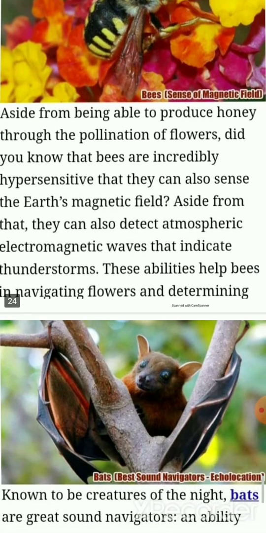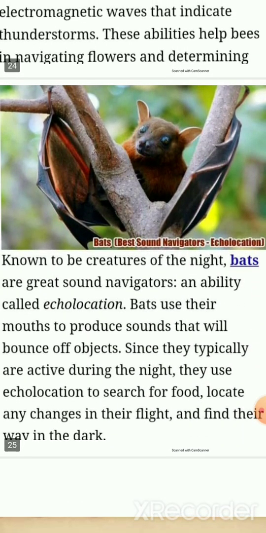The next is bats. They are the best sound navigators, an ability called echolocation. Bats are known as creatures of the night. Bats use their mouths to produce sounds that bounce off objects, just like an echo. Since they are typically active during the night, they use echolocation to search for food, to locate any changes in their flight, and to find their way in the dark.